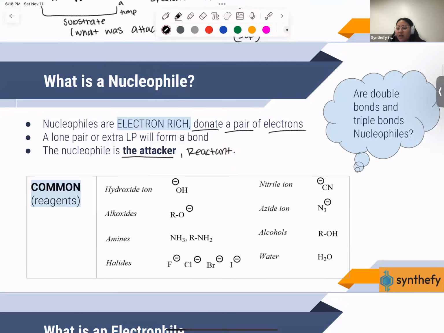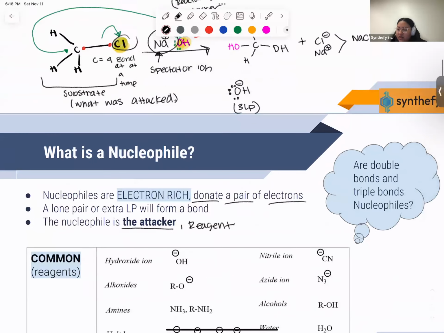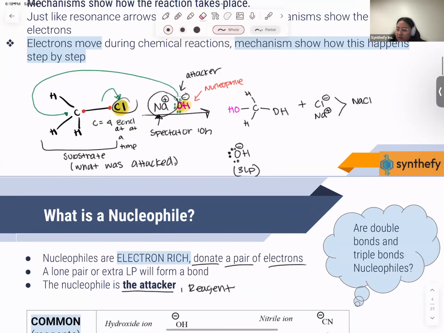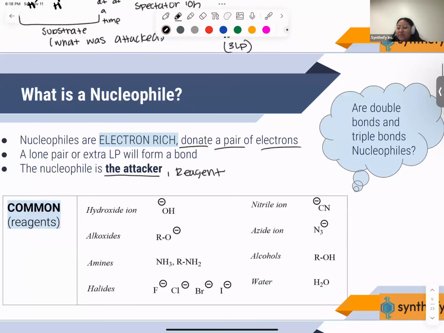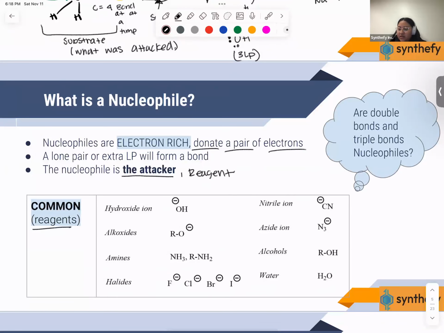So here are a list of common... Oh, it's the reagent. I apologize. So it's getting a little too into it, but it is the reagent. So these are a list of common reagents. It's not necessarily telling you if it's a good reagent or a bad reagent, it's just a list of the common ones you'll see. Later on, we'll discuss the strong and the weak nucleophiles.